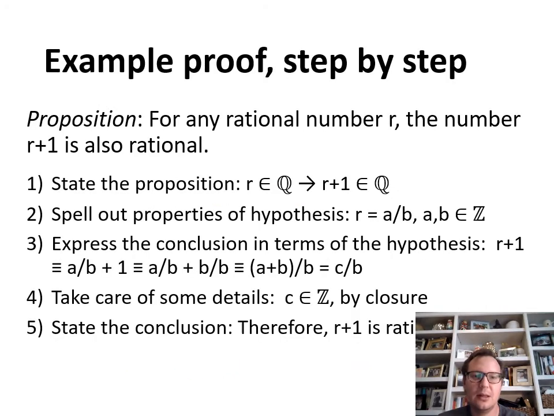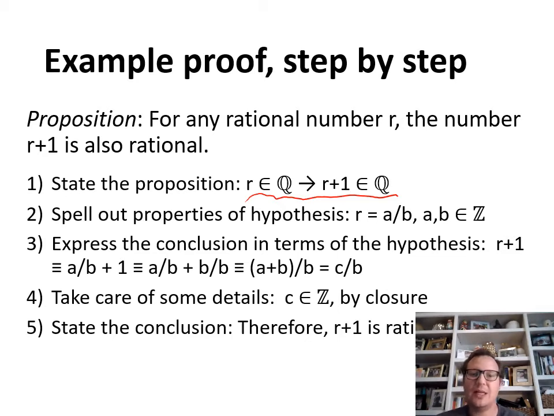Okay, so here is an example proof. It's a simple proof, and it denotes the steps of this direct proof. So what is our proposition we're trying to prove? We want to prove that for any rational number r, the number r plus 1 is also rational. So first, let's state this proposition as an implication. So r ∈ Q implies that r + 1 is also an element of Q.